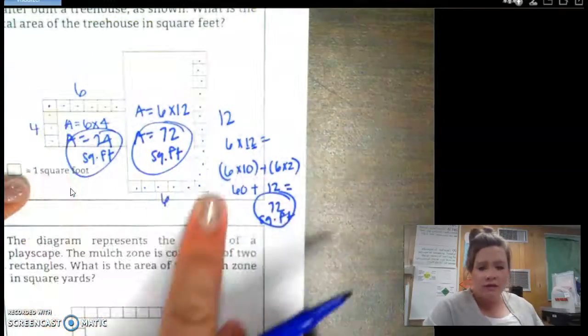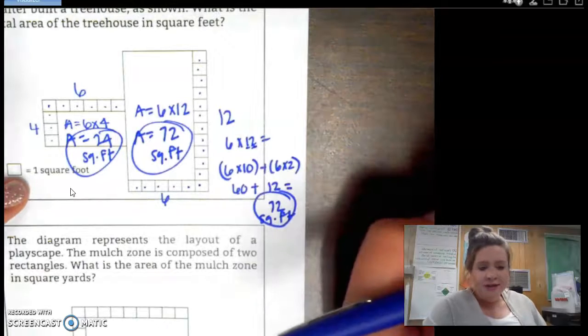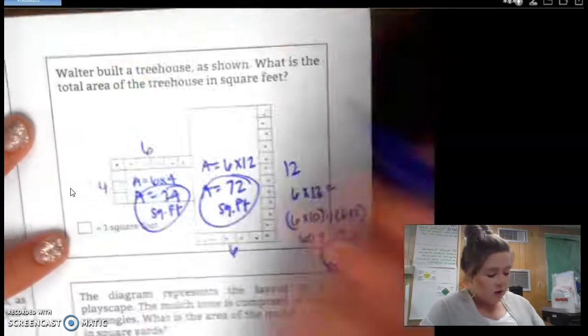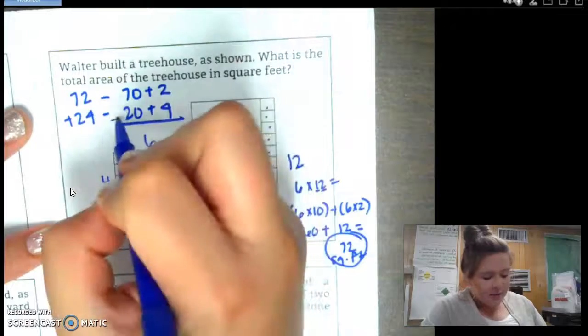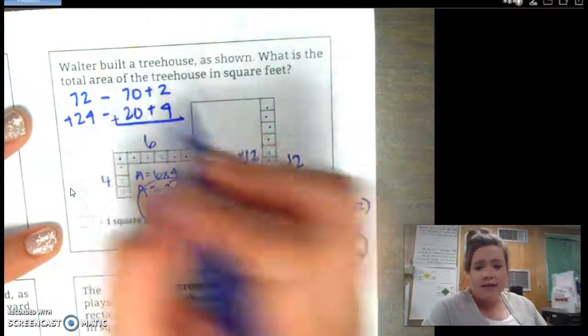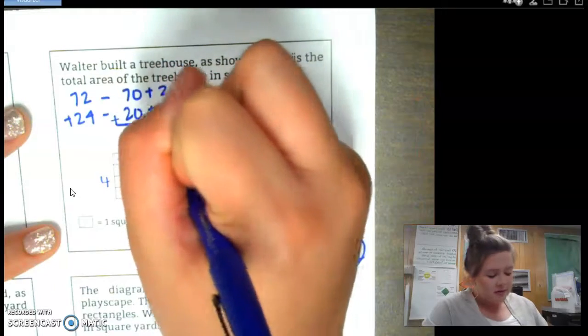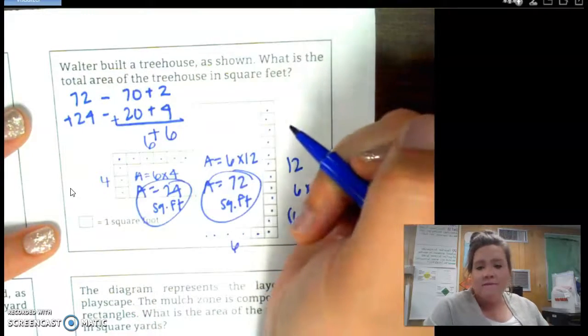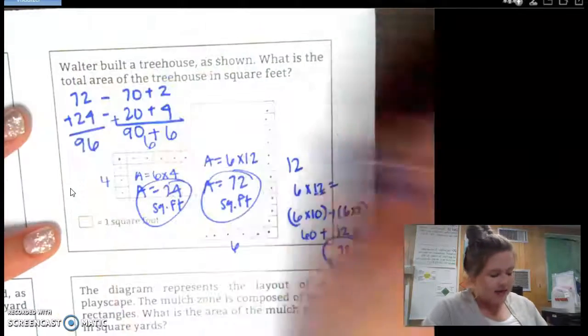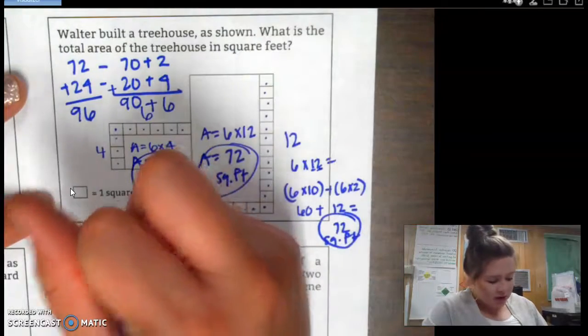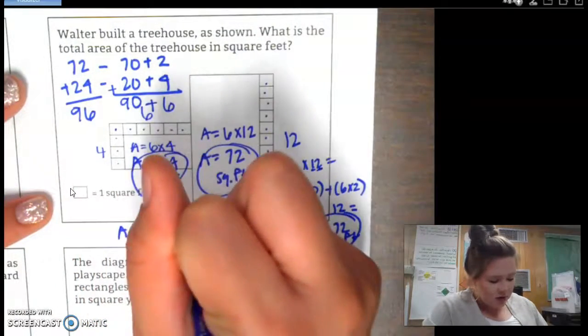What am I going to do with this area and this area? Because I want to find the area of the whole figure. Good, we're going to add them up. 72 plus 24, 70 plus 2, 20 plus 4. I decomposed my number into my tens and my ones, and now I can add up. 2 plus 4 is 6. Awesome. 70 plus 20, 90. Beautiful job. 90 plus 6 equals 96. So the total area of this whole figure is 96 square feet.